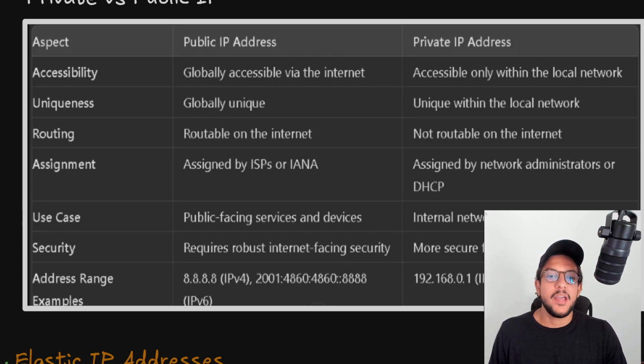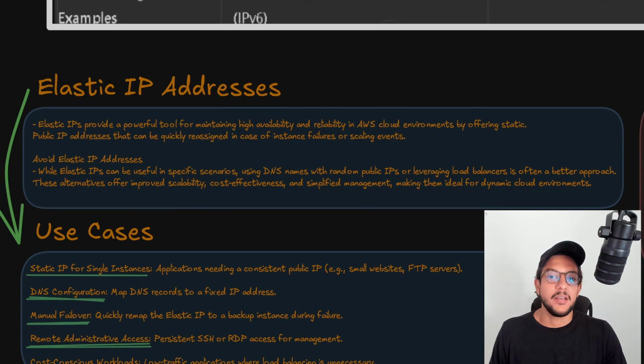And this is where AWS Elastic IPs shine. Think of them as premium static public IP addresses that you control. They remain yours until you explicitly release them. You can reassign them between instances in seconds. If an instance fails, you can quickly point your Elastic IP to a healthy one. They are perfect for applications requiring a fixed entry point.